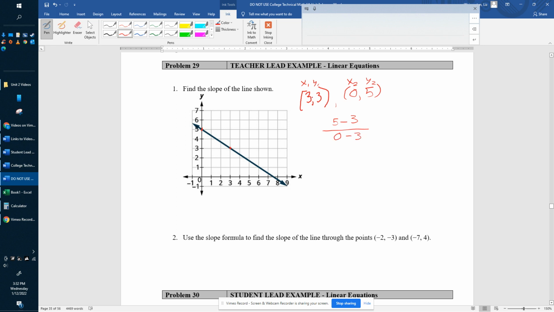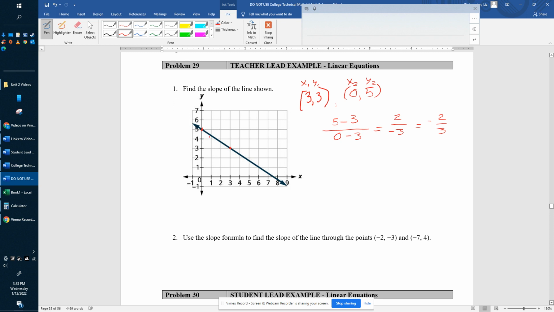And remember, we have to make sure that we are keeping track of what our subs are. The sub 2 has to subtract the sub 1. It doesn't matter which one you call sub 2, which one you call sub 1, but sub 2 always has to have the sub 1 subtracted from it. You can't mix those up. So what we're going to get here, 5 minus 3 is 2 over negative 3, which is negative 2/3.